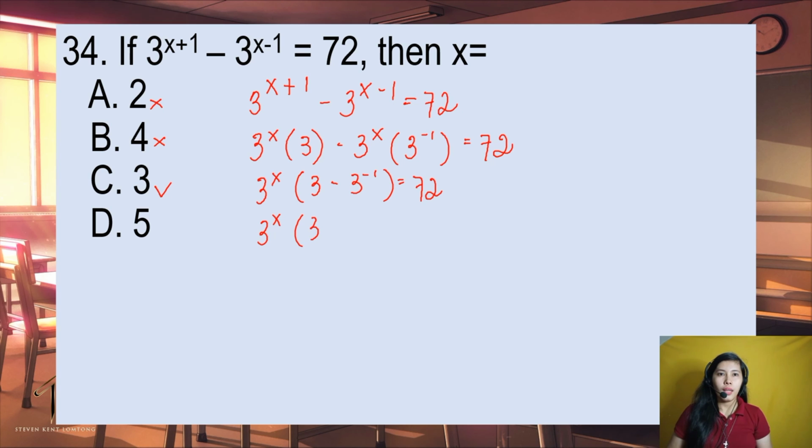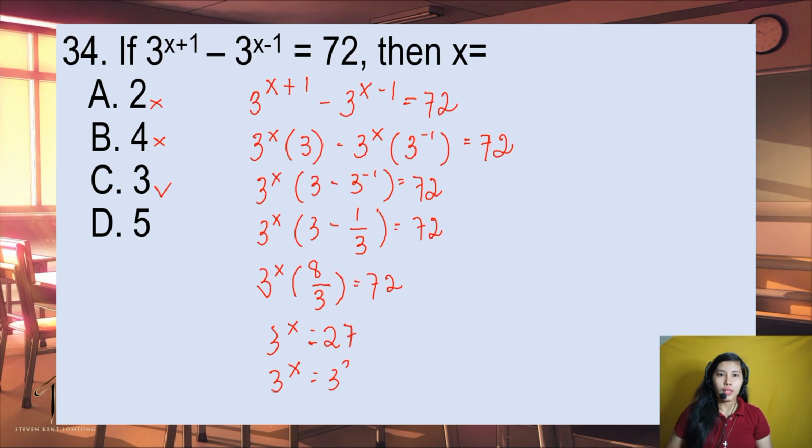3 raised to negative 1 is also equal to 1/3. So we have 3 raised to x times (3 minus 1/3), which is 8/3. So we can simplify this as 3 raised to x equal to 72 divided by 8/3, that's 9 times 3, 27. And 27 can be expressed as 3 raised to 3. Therefore, x is equal to 3.